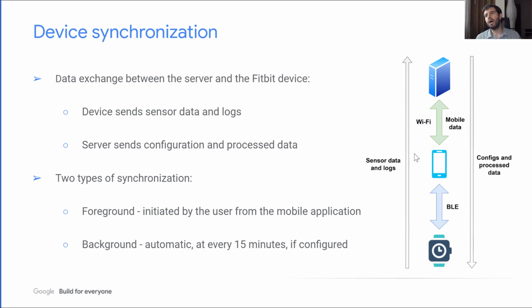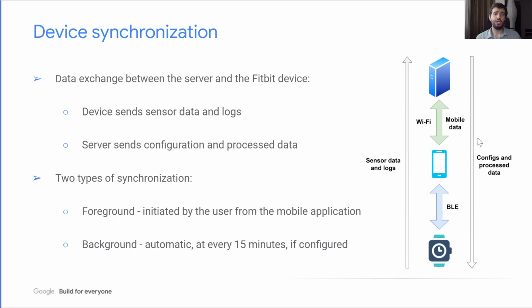The mobile application is still acting as an intermediary, and the data is still encrypted end-to-end between the device and the server. But right now, the device is sending sensor data and logs to the server, and it's receiving configurations and process data from the server.